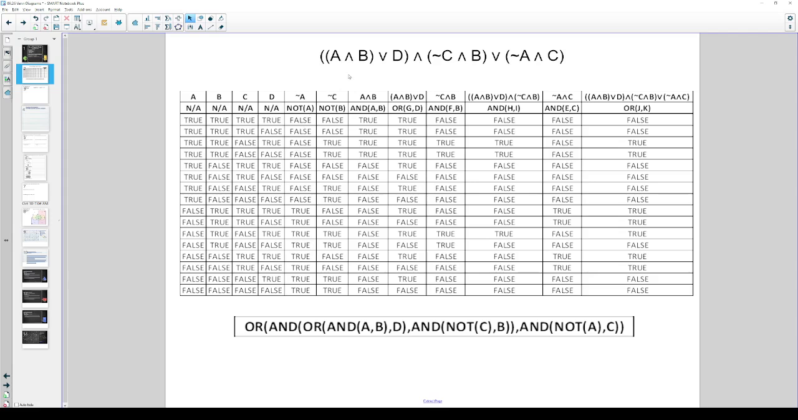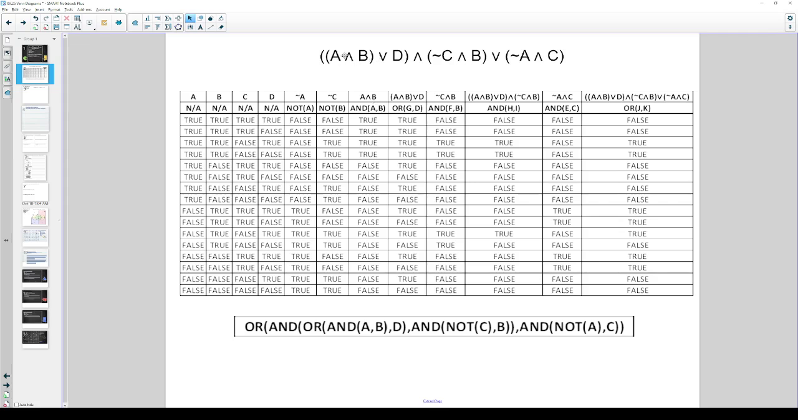We want to go from the innermost parenthesis to the outermost. So this A and B is the first thing I want to evaluate. To evaluate that, again, I used Excel and said AND A comma B, meaning it's going to return true only if A and B are both true. So on our first row, we have true, true, and we return true. But down here, we have true, false, and we return false. So this is evaluating whether A and B is true for a given row.